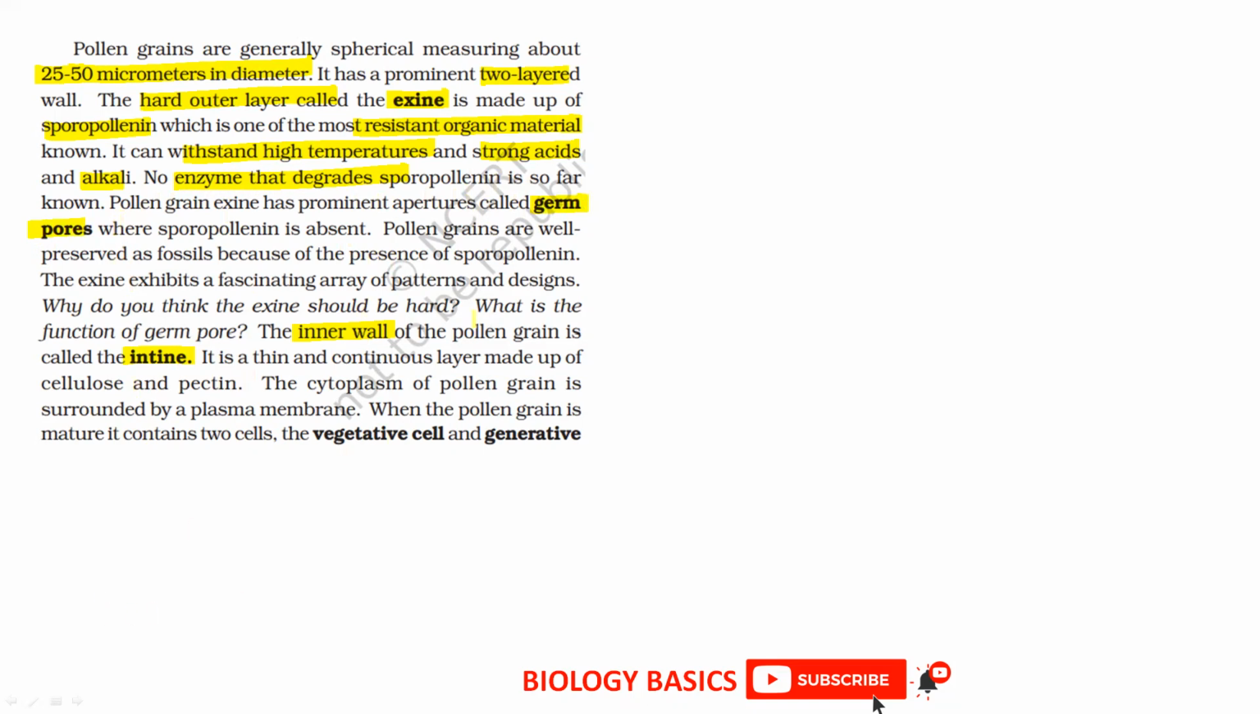The inner wall of the pollen grain is thin, and this is a continuous layer which is made up of cellulose and pectin. Very important. And the mature pollen grain consists of the vegetative cell and the generative cell.